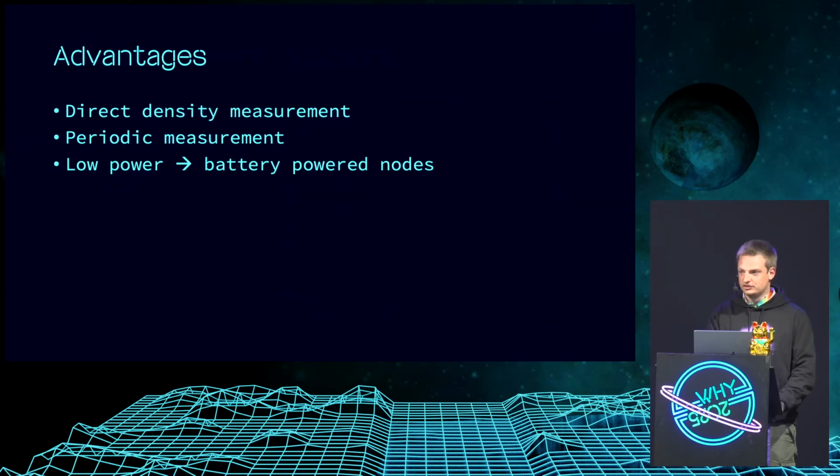The advantages of this approach are that we can perform a direct measurement. We can just boot up the system, do a measurement, and go back to sleep, which makes the system very low power. So we can use battery-powered sensor nodes to make our system very scalable and very easy to deploy in all sorts of environments, which is much more difficult with things like cameras, for example, or other traditional approaches.